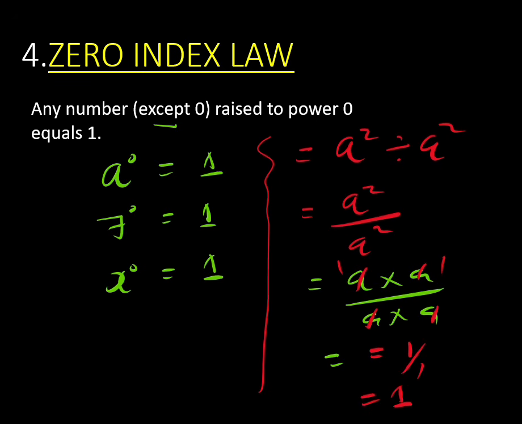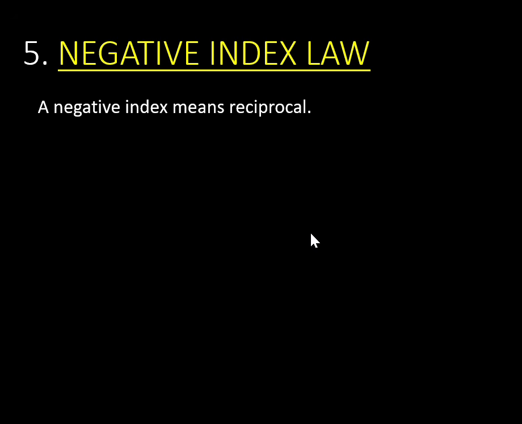And when you use the law, a squared divided by a squared, simply pick one of the base a, then subtract the powers. 2 minus 2, we get 0. And therefore, a raised to 0, we can see it is 1. And therefore, any number except 0 raised to power 0 equals 1. Don't forget that one. Number 5, the negative index law.